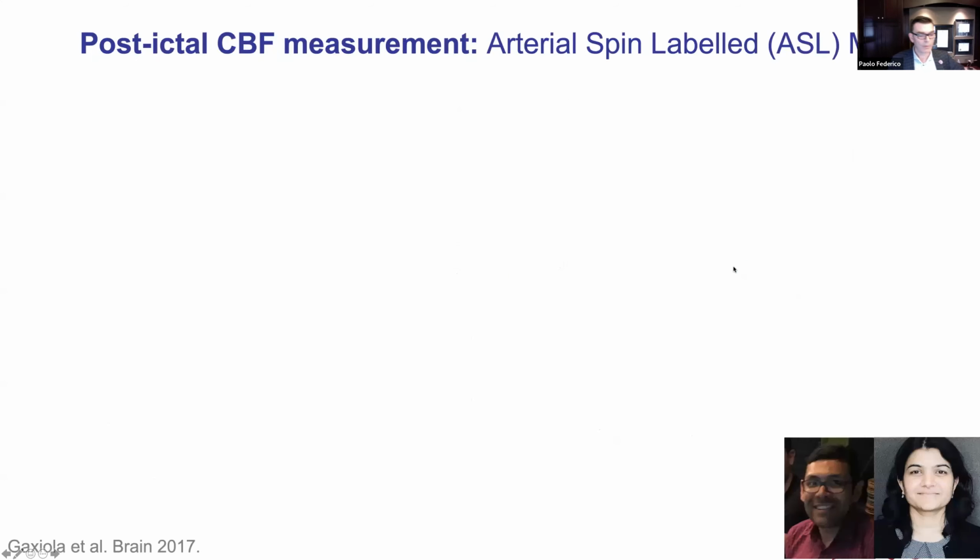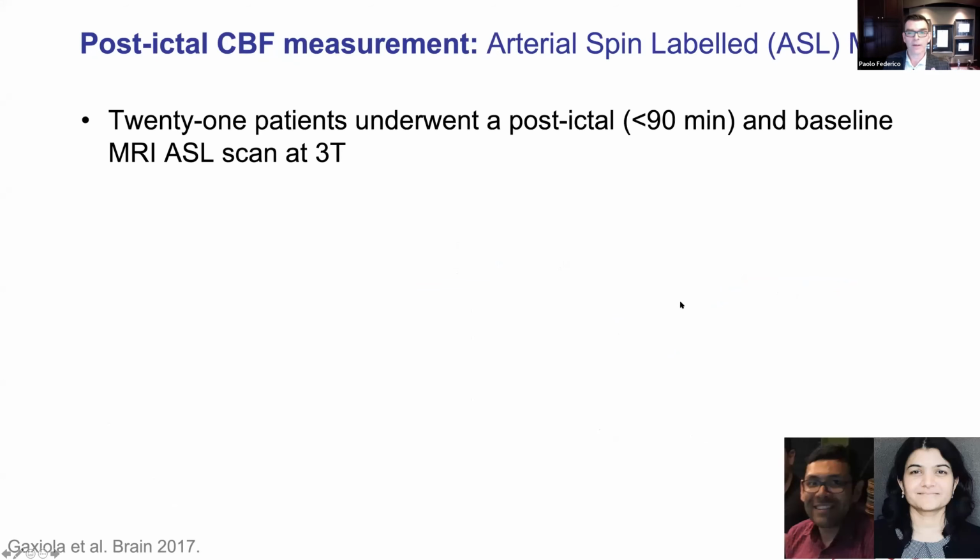So taking this one step further, we sought to determine whether we can measure post-ictal blood flow across the entire brain using arterial spin-labeled MRI. And this was work carried out by Dr. Shaili Singh, who was an epilepsy fellow at the time in Calgary and my research associate. And this study was easier said than done.